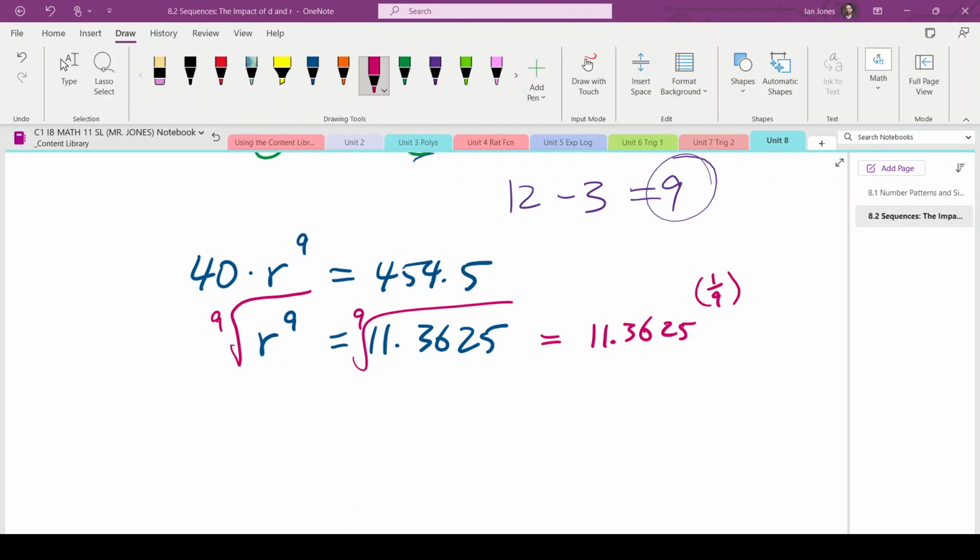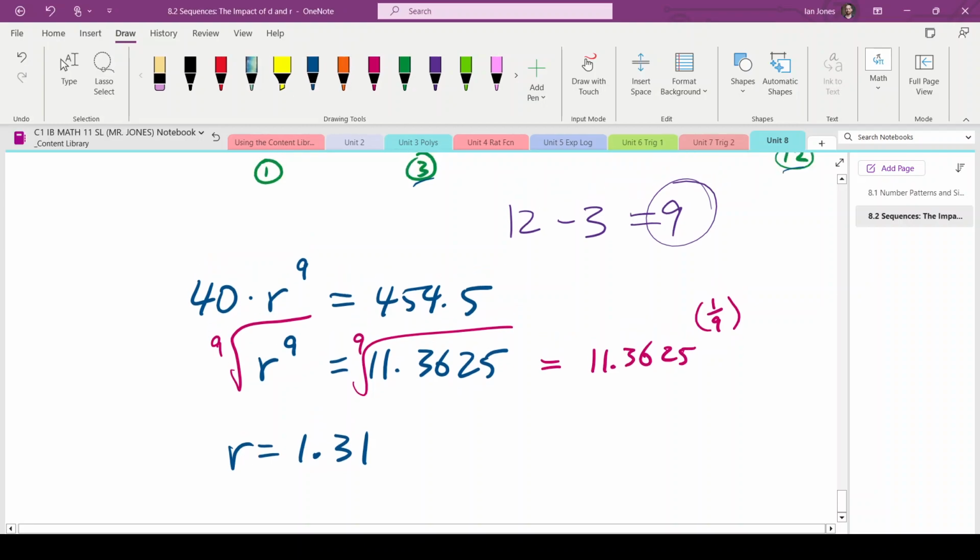So I have my 11.3625. I go to the exponent, bracket, 1 divided by 9, bracket, equals. And here I get 1.31001. So that's 1.31 to the nearest 3 sig figs. As I say, when I made the question, I couldn't quite make it exact, so that's what I got.